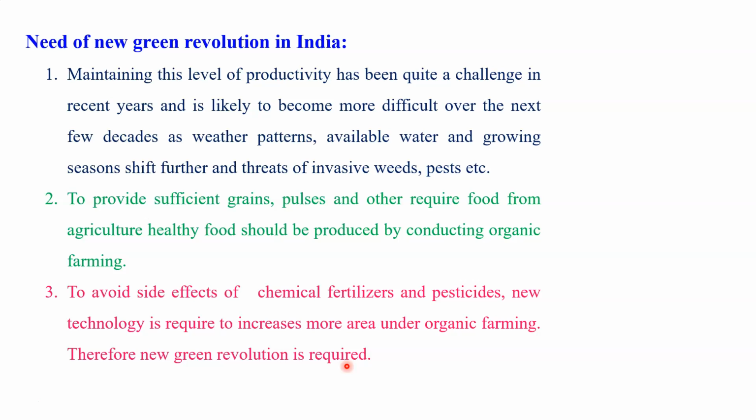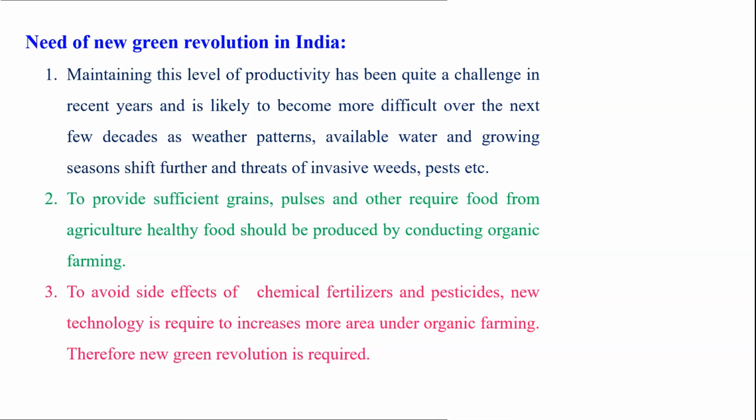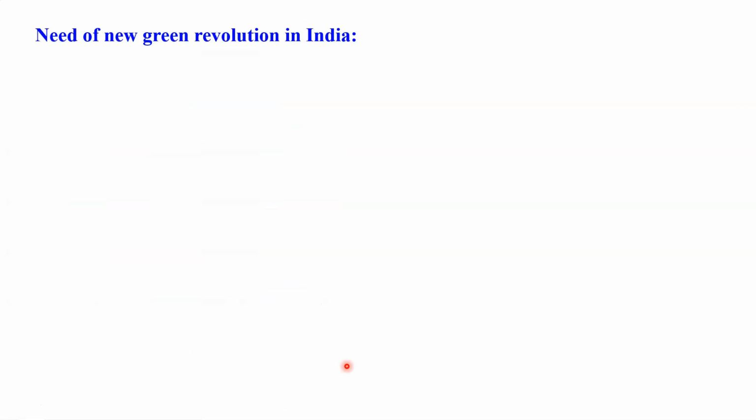So if you want to avoid this thing, then there is a need to implement the organic farming program successfully in India. For that purpose, we need the new green revolution in India to give encouragement. If you want to increase the area under organic farming, then definitely we require the same kind of program which we implemented in 1965, but for the development of organic farming in India. So for that purpose, there is a need of a new green revolution in India.